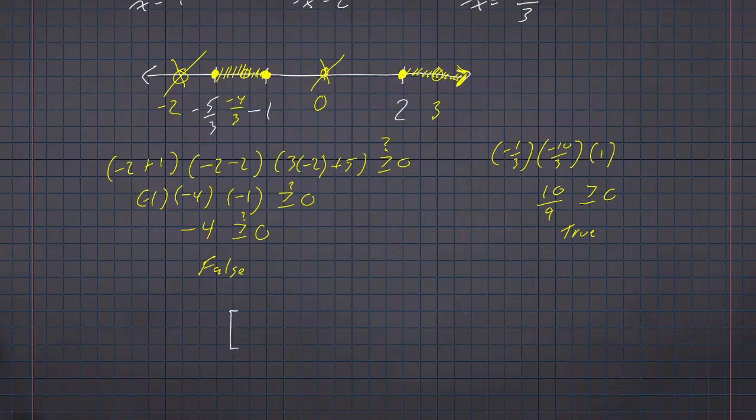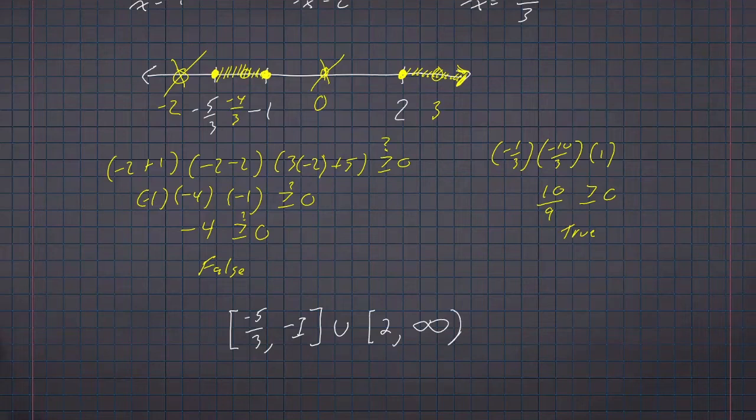Remember again that square brackets mean include that point. We shaded from -5/3 to -1. Then we had a gap. Set union represents a gap on the number line. We started shading at 2, and we continued on indefinitely, which means we shaded all the way to infinity. Since infinity is not a real number you can ever reach, we don't include infinity in the interval. We use the parenthesis or open bracket to represent that infinity is not something in this interval.